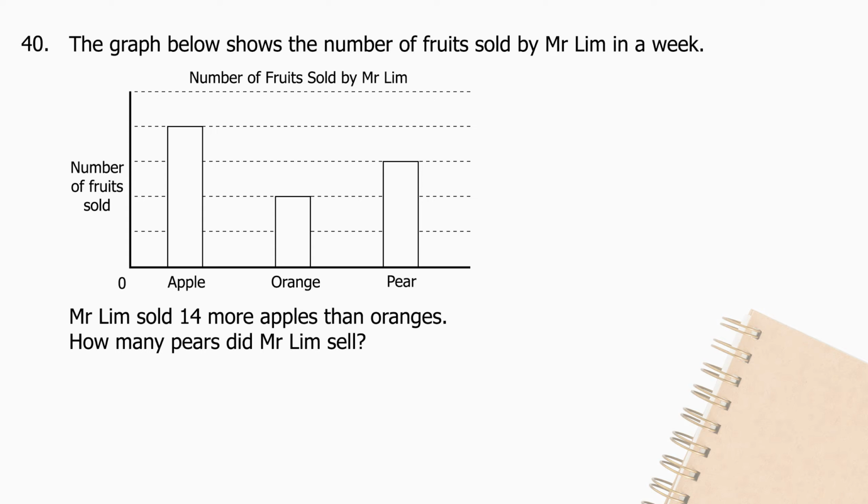Question 40. The graph below shows the number of fruits sold by Mr. Lim in a week. Mr. Lim sold 14 more apples than oranges. How many pears did Mr. Lim sell?